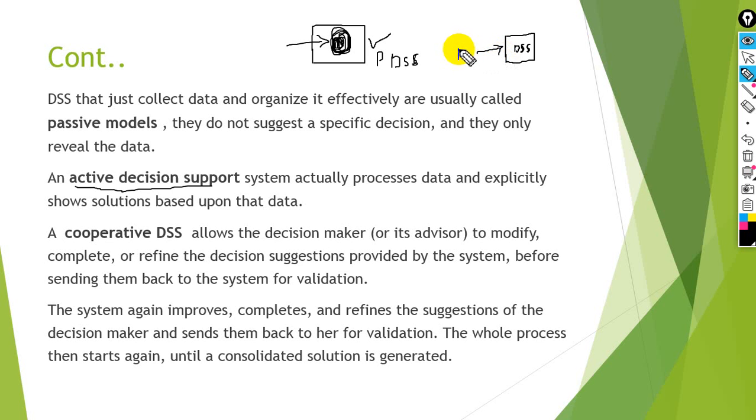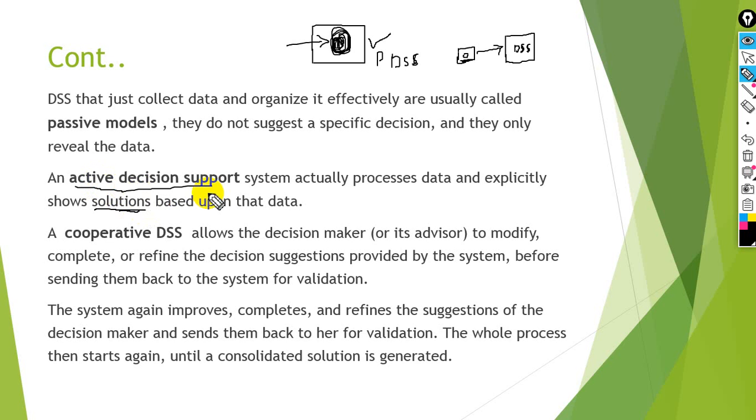So this is an organization and it is facing some problems. This DSS system will find the solution for the organization, provide and suggest it. Look at this: an active decision support system actually processes the data and explicitly shows the solution based upon the data. So it also shows the solution to the organization. This is the active decision support system.